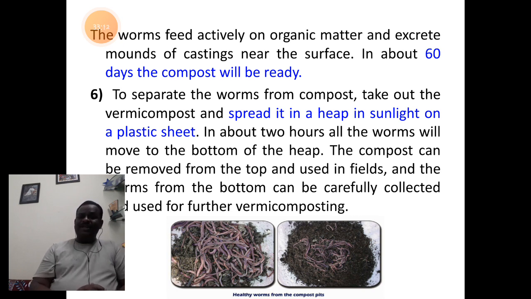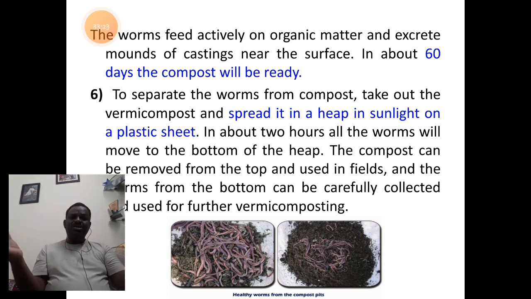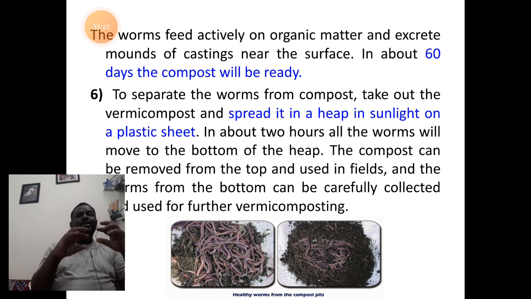Now what happens in presence of sunlight is that since earthworms are photophobic and nocturnal, they start moving towards the bottom of the heap. So the superficial layers, that is the top layer of this heap, will be free from the earthworms, so the heap's top layer is removed carefully and used as manure. Whereas the bottom content of that heap that contains the earthworms is carefully separated and reintroduced into different containers where the vermicomposting technique is freshly done. So that is about the importance of the last step, where we separate out worms as well as the vermicompost.